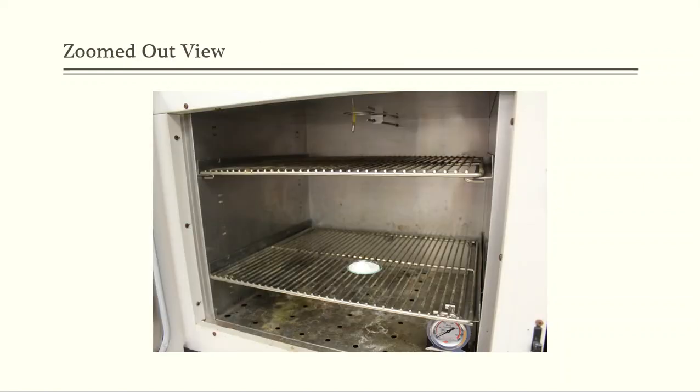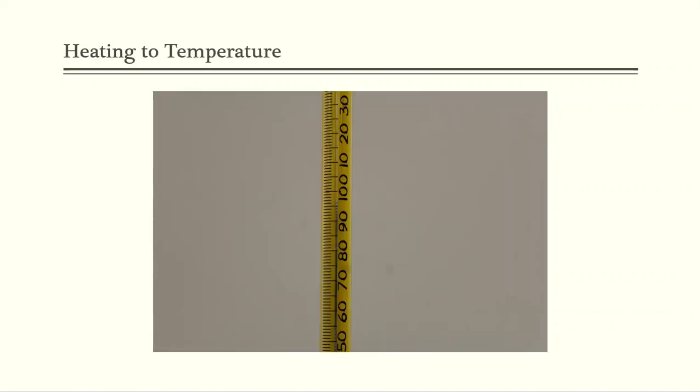So backing off from the oven, this is what the inside of the oven looks like. Here you see the bottom of that thermometer that's inserted through the top of the oven. And that was the only thing in the oven at the time. So it was just me in the laboratory, no big deal. So into the oven it went, and I closed the door back.